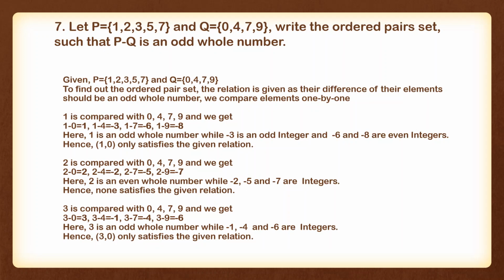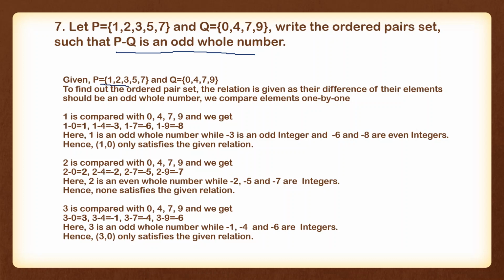Next question is, let P equal 1, 2, 3, 5, 7 and Q equal 0, 4, 7, 9. Write the ordered pair set such that P minus Q is an odd whole number. Every time the condition is different, and I have tried to collect as many different questions as possible based on the relation. It is very important to understand the relation properly.